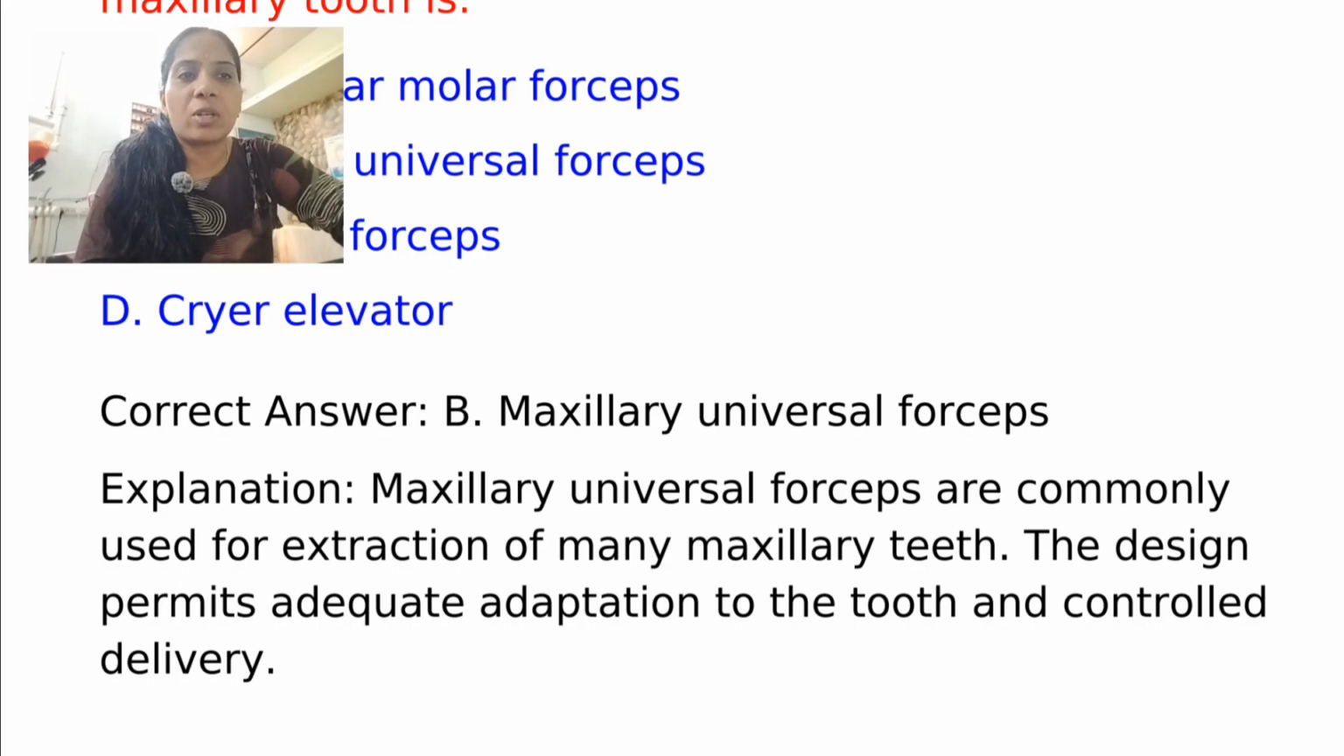Explanation. Maxillary universal forceps are commonly used for extraction of many maxillary teeth. The design permits adequate adaptation to the tooth and controlled delivery.